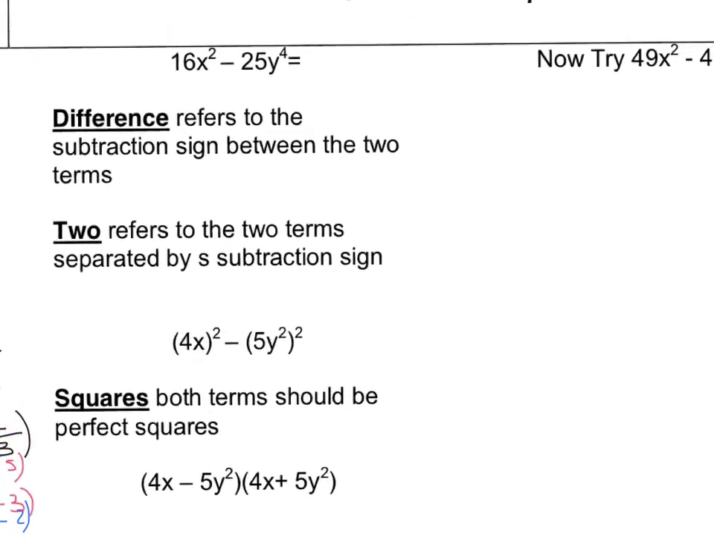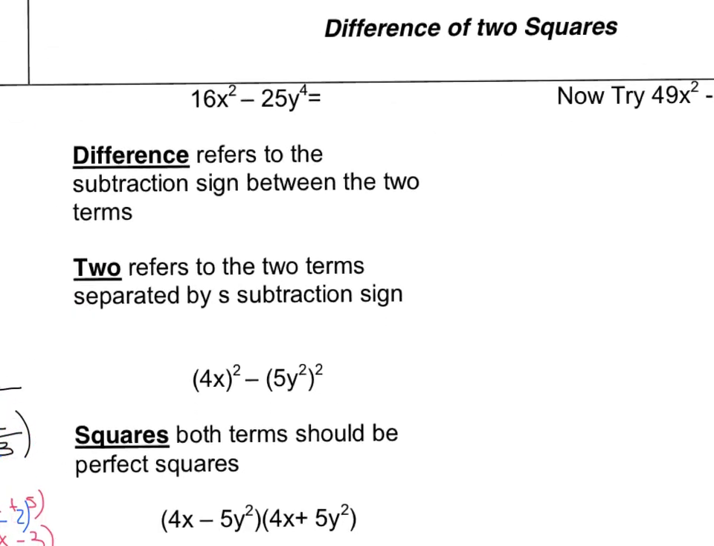Now let's move on to difference of two squares. The reason why it's called difference of two squares is because you have a minus, so difference means minus. Two means two terms, and squares means both of them are perfect squares. So let's see. Again, all the work is done over here, but I'm going to do it anyway on the side.